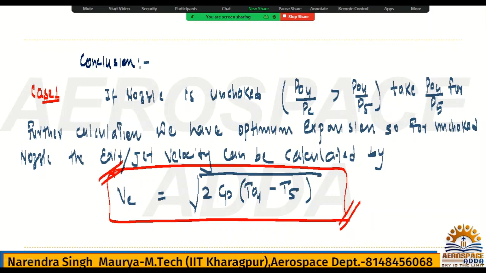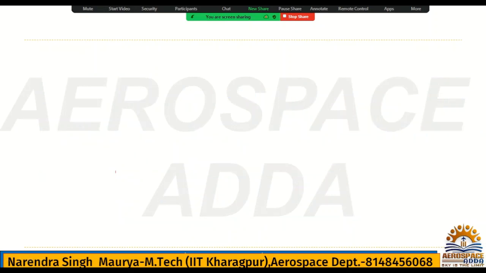Alright, now case 2. If you forget everything, no problem, but this conclusion you need to remember, and that final formula, P naught 4 by PC and P naught 4 by P5. Forget everything, the derivation and all. This is the thing you need to remember.